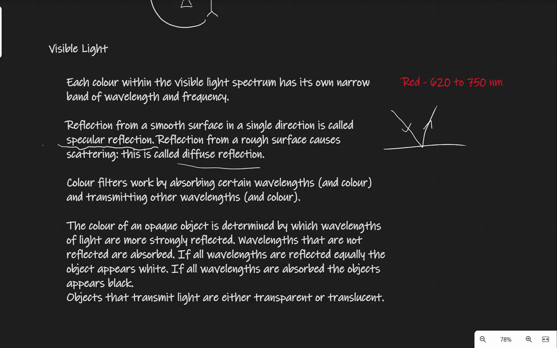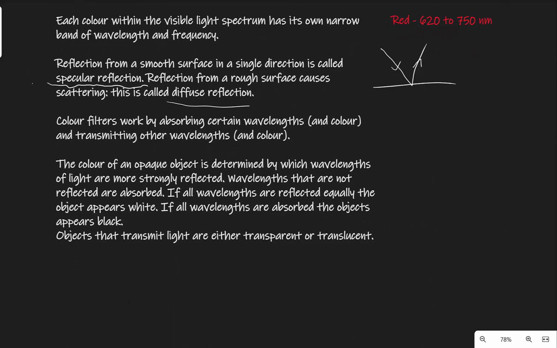The way color filters actually work is by absorbing certain wavelengths and colors and transmitting others. So you can have, like, green colored glasses, etc. Now, the color of an opaque object is determined by which wavelengths are strongly reflected. So if my shirt is blue, for instance, this means that it reflects the vast majority of those wavelengths, and the rest are actually absorbed.